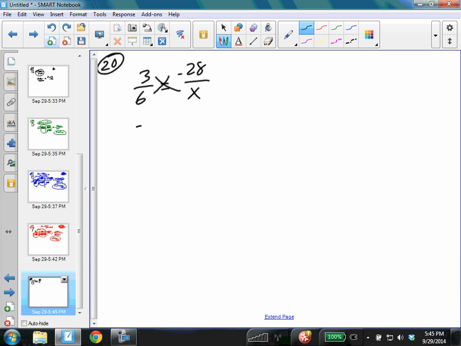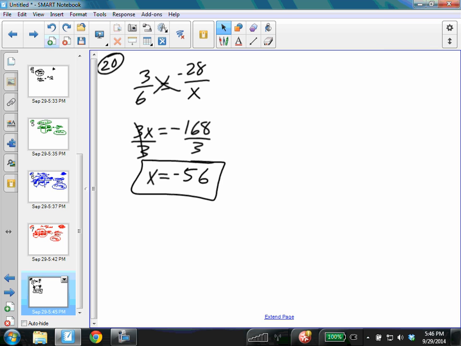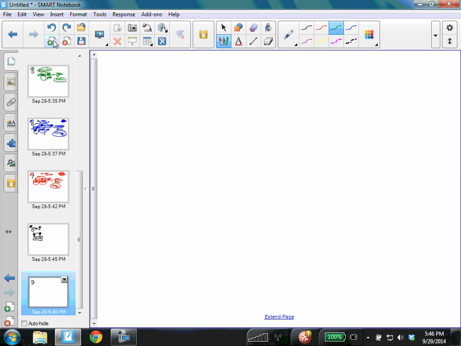So x times 3 makes 3x. And 6 times our negative 28 is going to give us negative 168. Okay, and it's okay to use a calculator for that one if you need to. And so now to solve this problem, I just need to divide by 3 on both sides, right? X is being multiplied by 3, so to get it alone, I'm just going to divide by 3 on both sides. And so negative 168 divided by a positive 3, it's going to make a negative 56. So that's a nice, simple little proportion problem, right? All right, let's look at number 21.